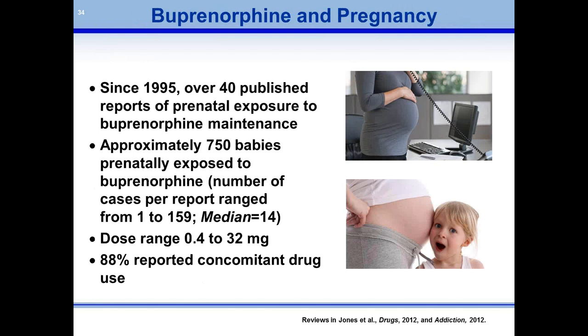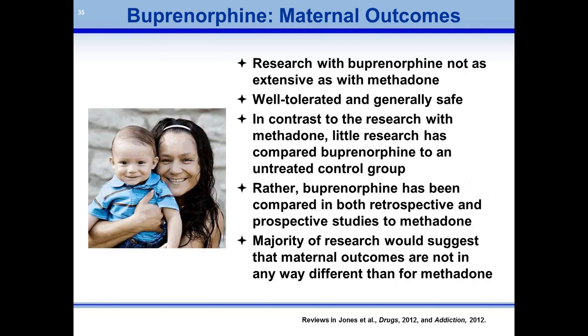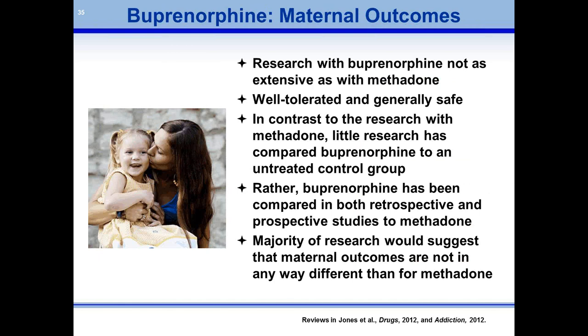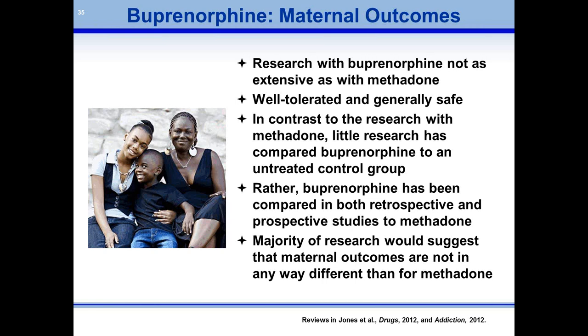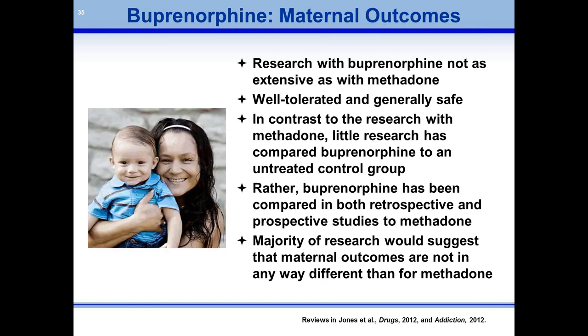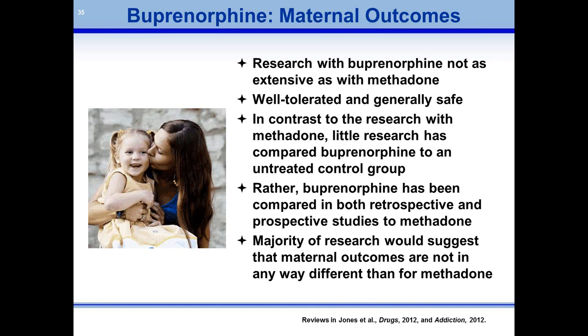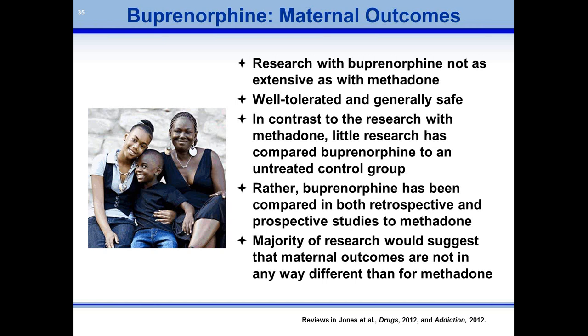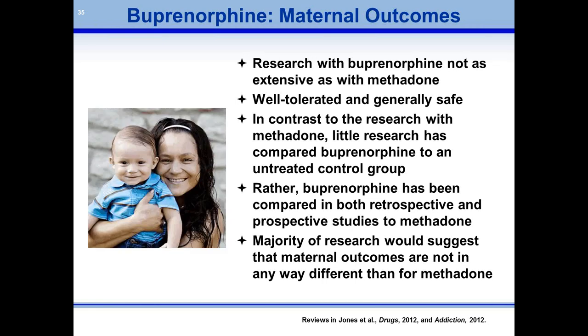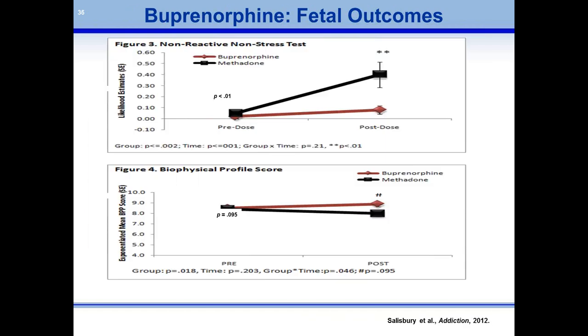We have a fair bit of literature looking at prenatal opioid exposure with buprenorphine, and we have at least 750 unique babies in the literature, and the dose range is all over the place from 0.4 to 32 milligrams. The data show that both the fetus and the mother seem to tolerate the medication. It's generally safe. Most of the buprenorphine literature has been in comparison to methadone because it's not ethical anymore to compare a medication to nothing, because we know the life-saving benefits of these medications. And most of our research would suggest that the maternal outcomes are very similar to those of methadone.